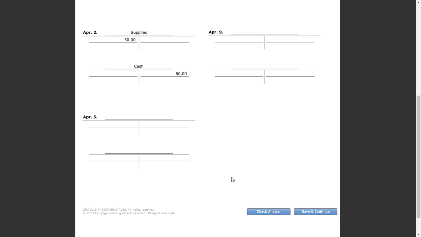April 5th, paid cash for insurance. Justin, what are my accounts for this one? Bryce, what are my two accounts that I'm going to be affecting? We don't have an account called supplies. Insurance and cash. Okay. We have an account called prepaid insurance, so I agree to that.